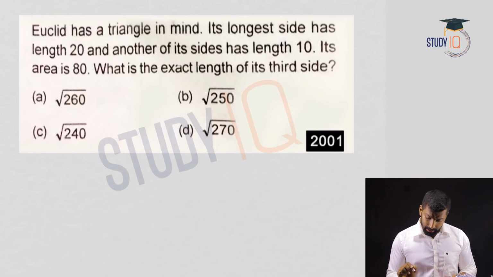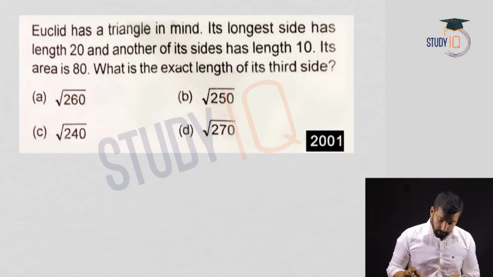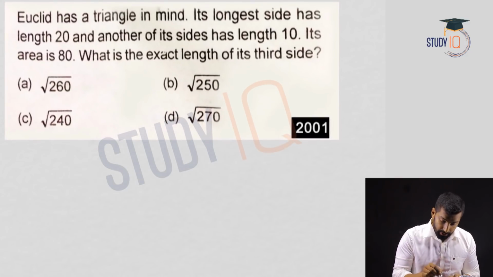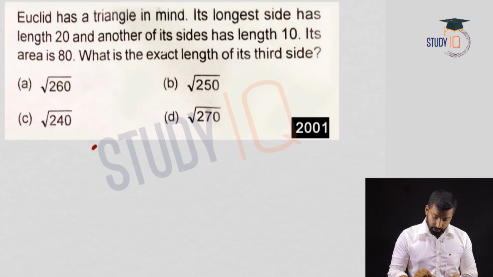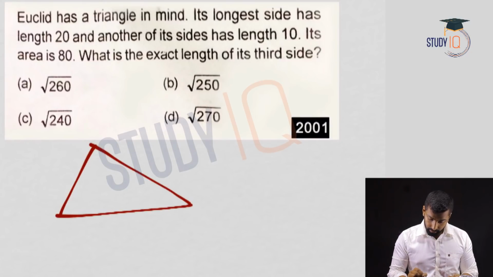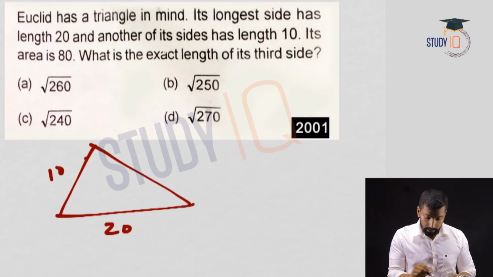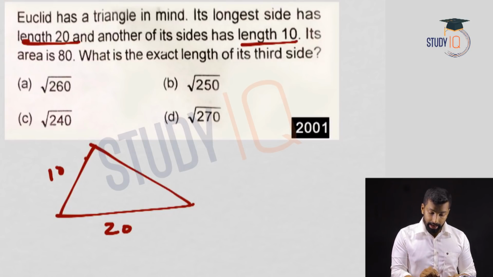Now you can solve this question. It looks difficult, but let's see how you're going to solve it. Now how will you proceed? How will you visualize the triangle first? We need to see the triangle, right? So this is 10 and this is the longest side, 20. The longest side has a length 20. Another side is 10 and area is given. So area is given as 80.